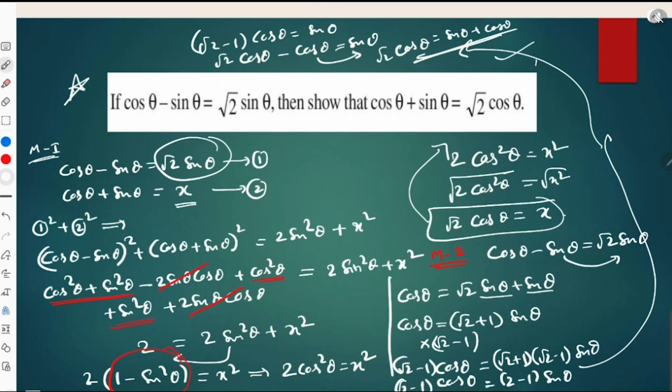So I hope you know what you mean by rationalizing factor. The rationalizing factor of root 2 plus 1 is root 2 minus 1. When you multiply them, you'll get a rational number. That is root 2 whole square minus 1 square. That is 1.